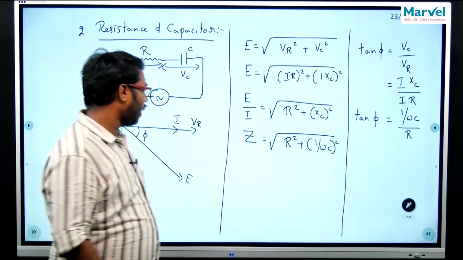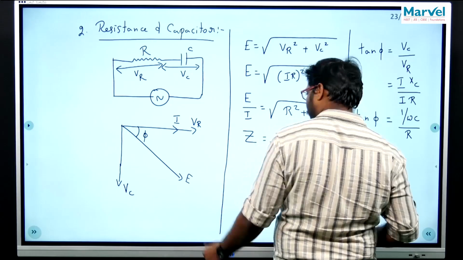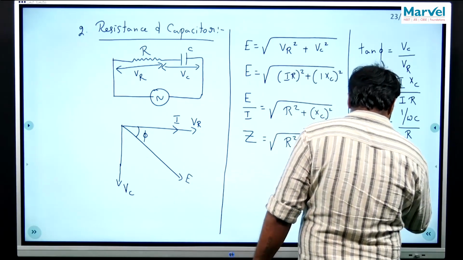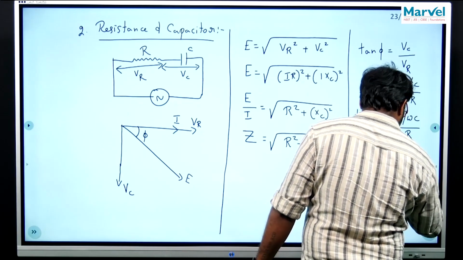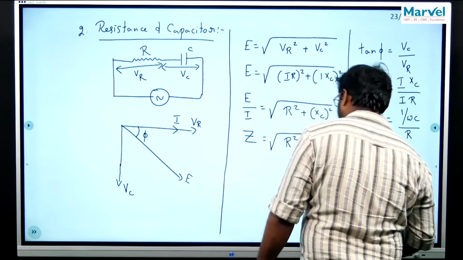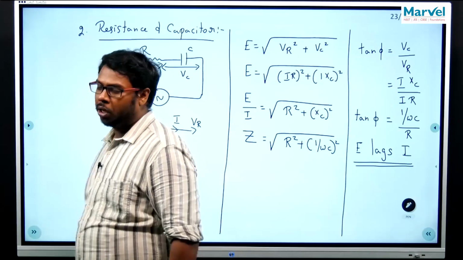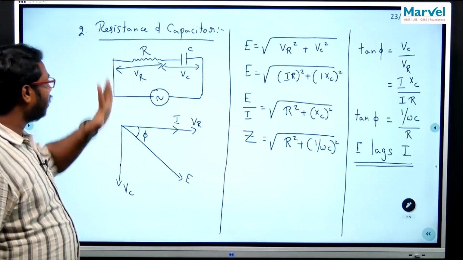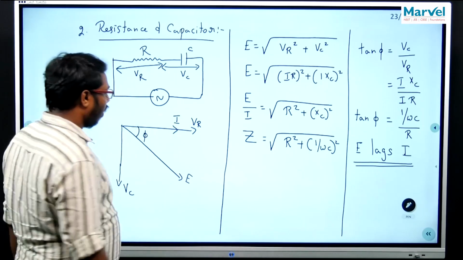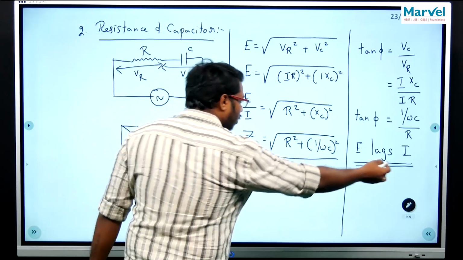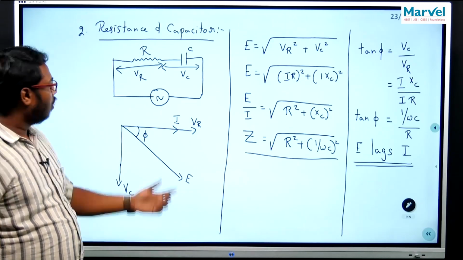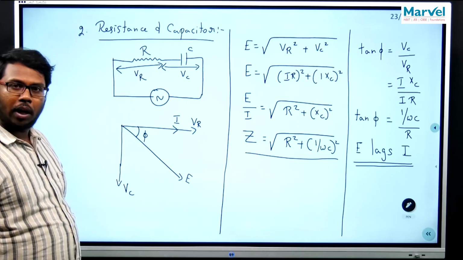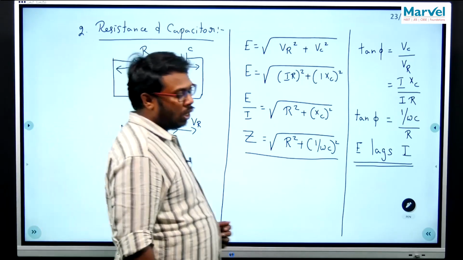And I can say that E lags current I. This is what I learned from this particular combination where I put together the resistance and capacitor. This is the value of the impedance, and this is how your voltage and the current is going to behave. The simple and important. Next, similarly, we are going to pair the inductor and capacitor.